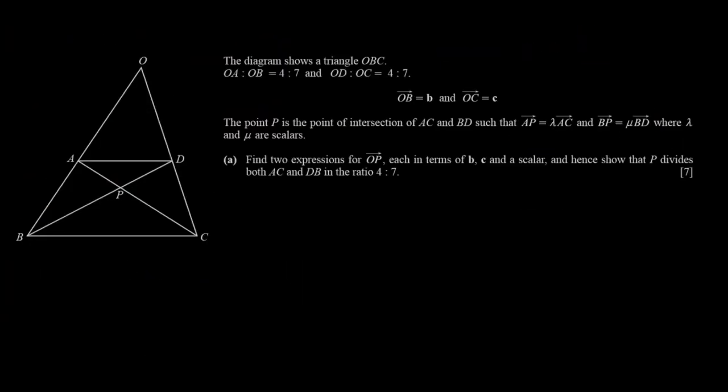Okay, so here we are in the last question of the paper, which is a vectors question. Diagram shows a triangle OBC where the ratio of OA to OB is 4 to 7, and OD to OC is also 4 to 7. We're going to call the vector OB b and OC c. The point P is the intersection of the lines AC and BD, such that AP is equal to lambda AC and BP is mu BD, where lambda and mu are scalars. We want to find two expressions for the vector OP, each in terms of b, c, and a scalar, and hence show that P divides both AC and DB in the ratio of 4 to 7.